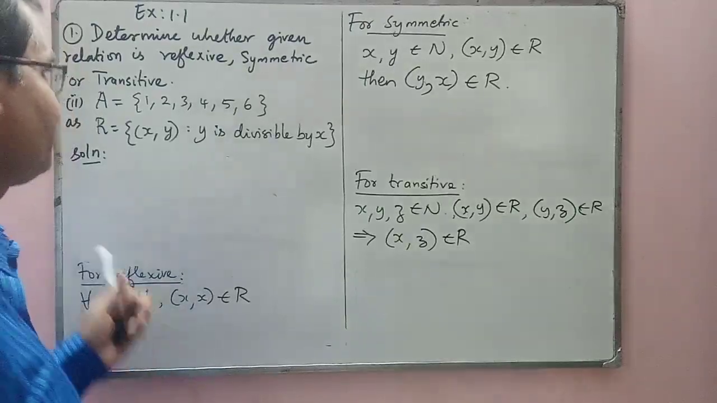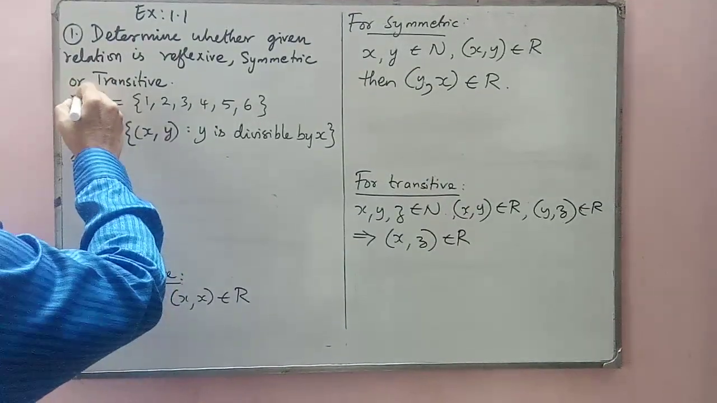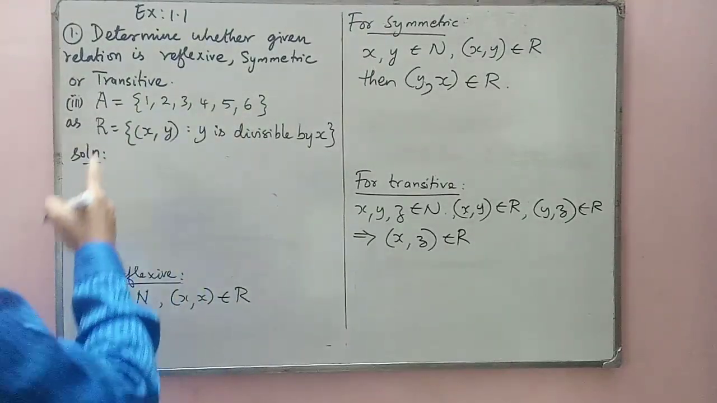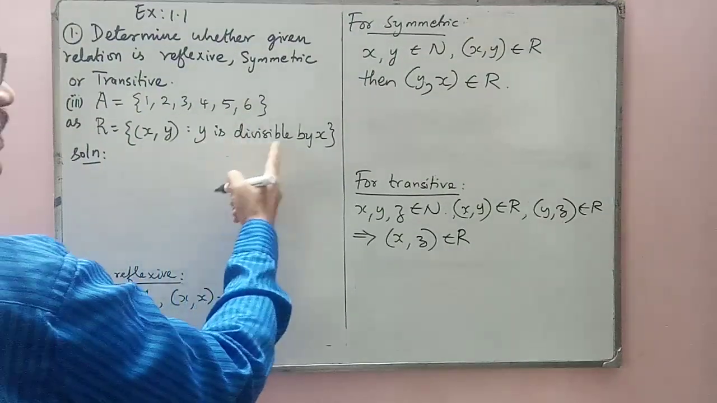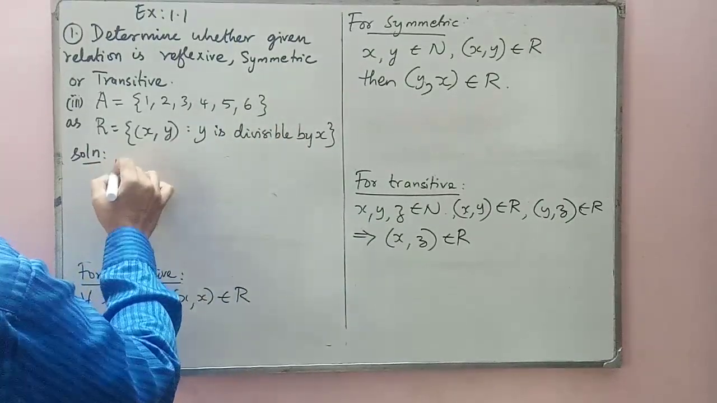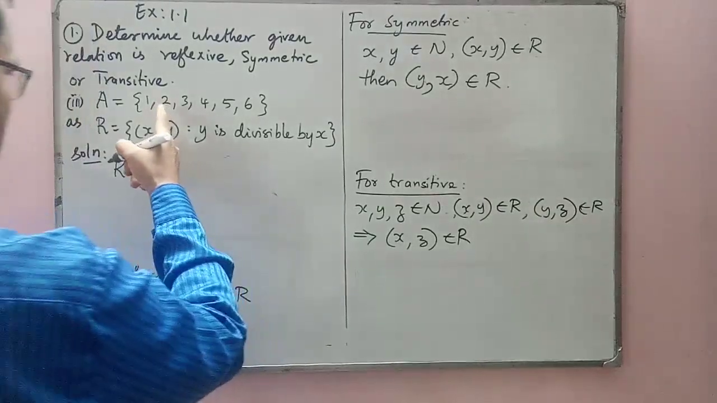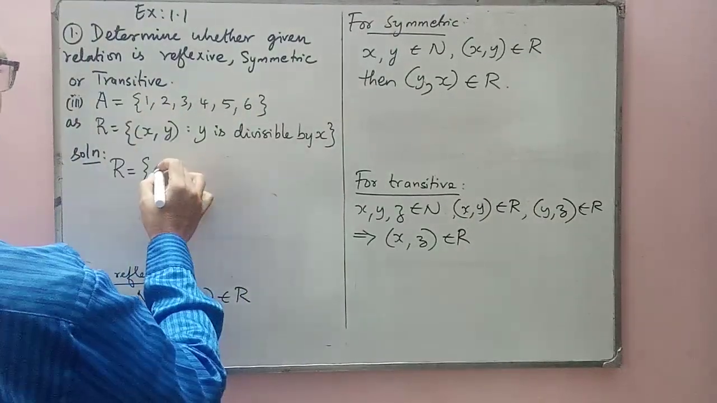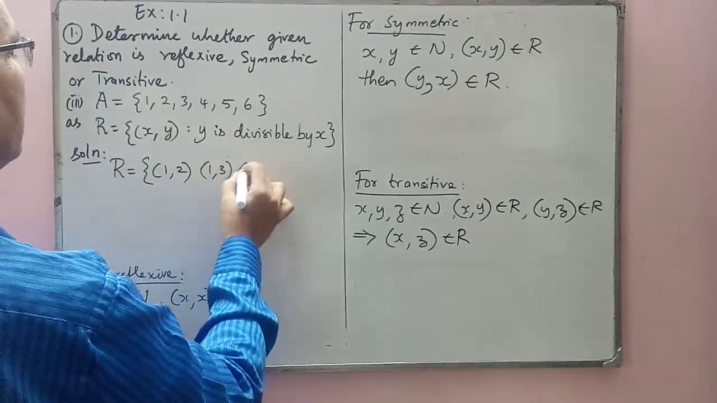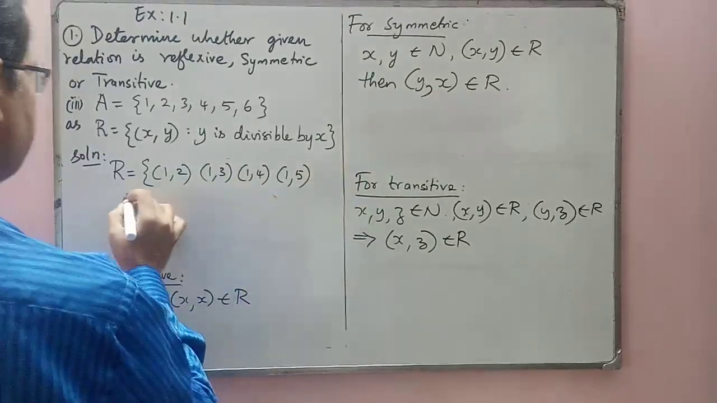Welcome back, children. Now the third part of the first question. Here the set A is given with the elements 1 to 6, and the relation is defined as y is divisible by x. Now let us write the ordered pairs of this relation. We know every element is divisible by 1, so we'll write (1, 2), then (1, 3), (1, 4), (1, 5), and (1, 6).